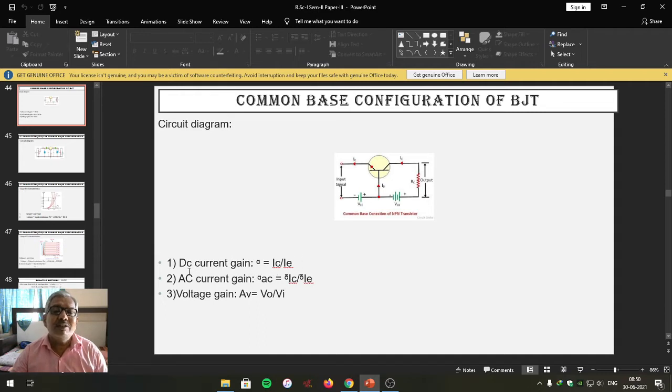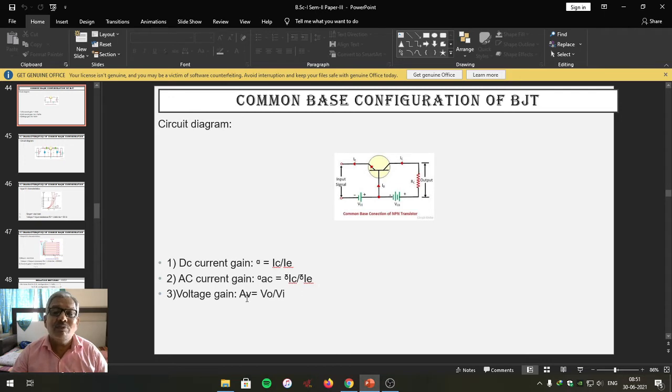Then we are going to define AC current gain, alpha AC. It is a ratio of change in output current upon change in input current. Change in output current is delta IC. Change in input current is delta IE. So that's how we can write AC current gain alpha AC is equal to delta IC upon delta IE. This is true for common base configuration, whereas in common emitter configuration, this formula becomes delta IC upon delta IB.